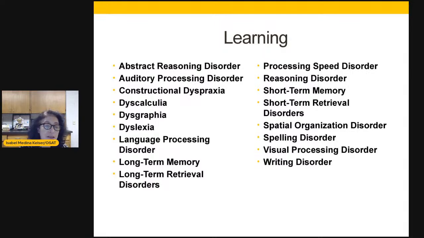It could be things like dyscalculia, which is an actual disorder of math, or dysgraphia. Maybe their handwriting is interesting. Sometimes it's short-term memory issues, spelling disorders, writing disorders. Next slide, please.